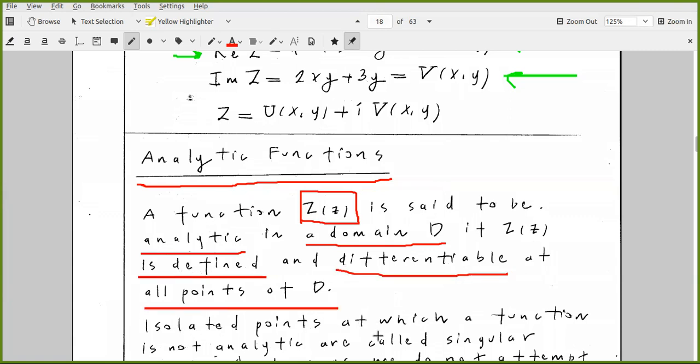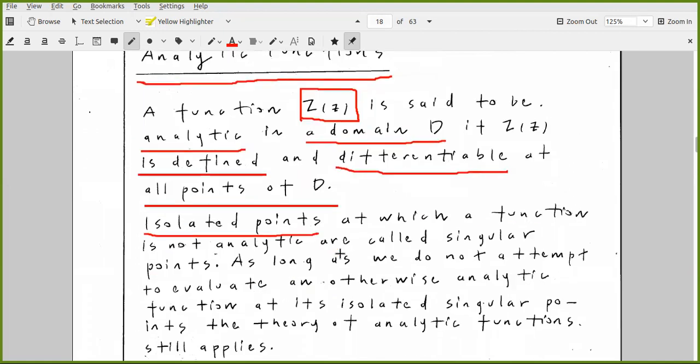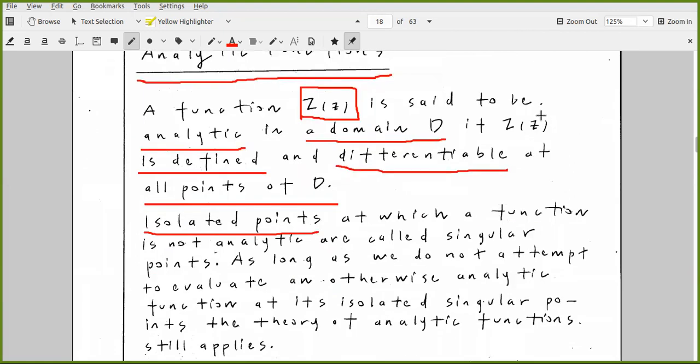at all points of D. Now, we have talked about singular functions for crack problems, and those are going to be isolated singularities. And they will not affect the general analyticity of the function. Isolated singularities are therefore permitted. But otherwise, the function should be analytic.